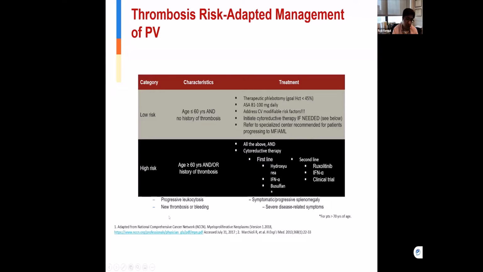There are reasons to start therapy if somebody is low risk, if they have progressive symptoms or a progressive increase in their blood counts. That's a reason to say to somebody who's under 60 that they may need treatment.